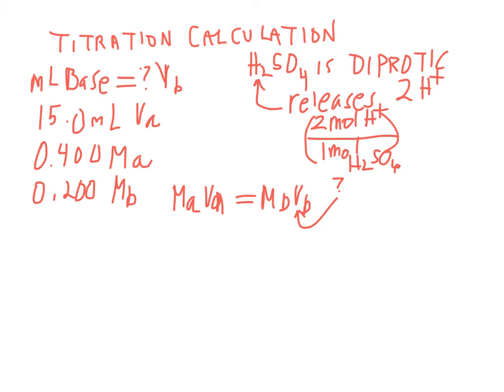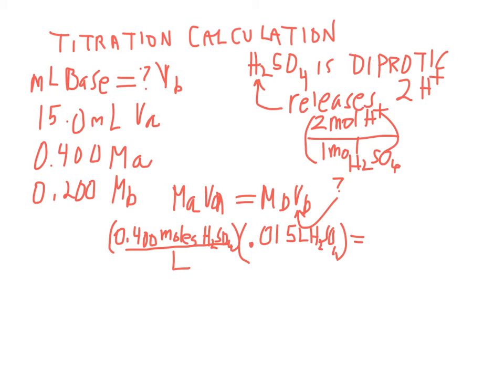And first, I'm going to write it all out. So Ma, the molarity of the acid, is 0.400 moles of H2SO4 per liter, times 15, so 0.015 liters of the H2SO4, equals 0.200 moles per liter of hydroxide ion times X, which is the volume of the base.